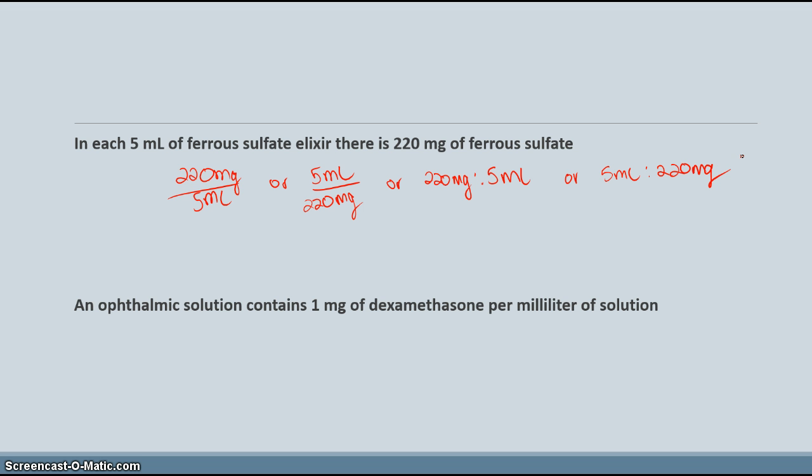All right. Another example, an ophthalmic solution contains 1 milligram of dexamethasone per milliliter of solution. So you can write this 1 milligram per 1 ml, or 1 milliliter per 1 milligram, or 1 milligram to 1 ml, or 1 ml to 1 milligram.